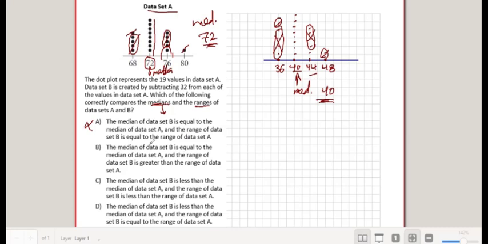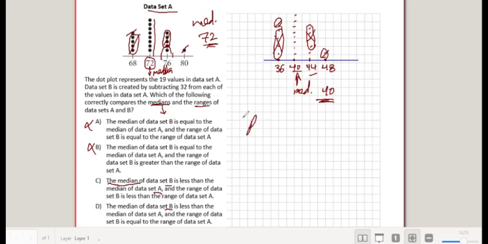Option B, the median of dataset B is equal to dataset A, is also incorrect. The median of dataset B is less than the median of dataset A. This is a correct one, so this first part is correct. You can also look at letter D. The median of dataset B is also less than that of dataset A. Either C or D is the correct answer. For the median, they are now okay. But what about the range?